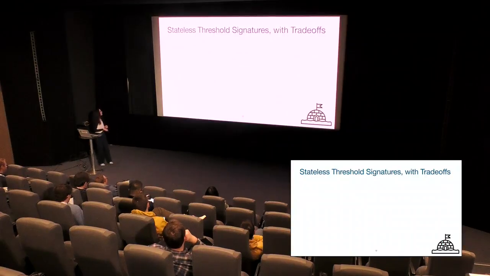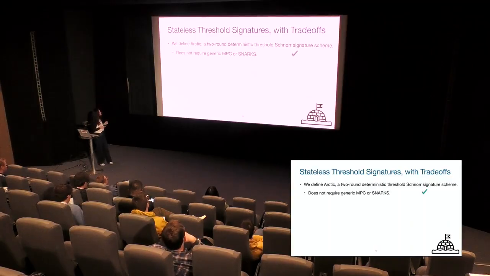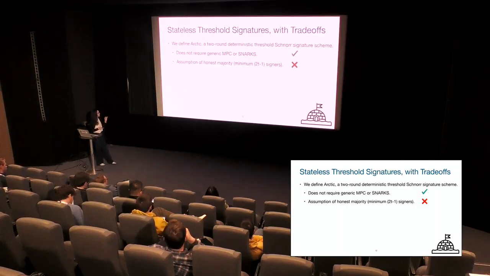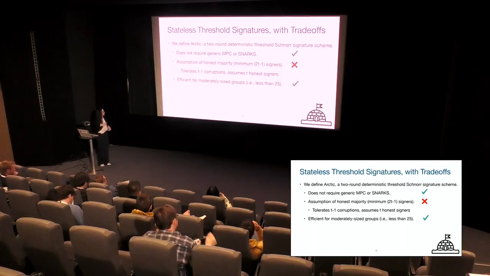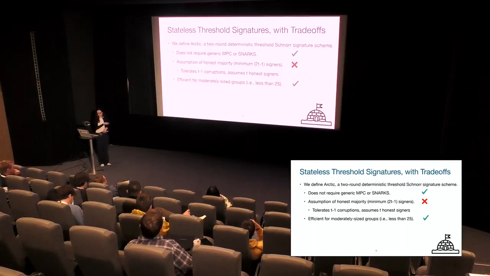So basically it is a stateless threshold scheme, but there are trade-offs. It's two rounds, which is nice. It doesn't require generic MPC or SNARKs, but we do require the assumption of honest majority. That's the main trade-off here. What that means is that we require at minimum 2t-1 signers, and then the adversary can still corrupt up to t-1. And it is efficient, but only for moderately sized groups, really groups less than 25. So if you're doing small signing sets, where you can support honest majority, then this is a good scheme.